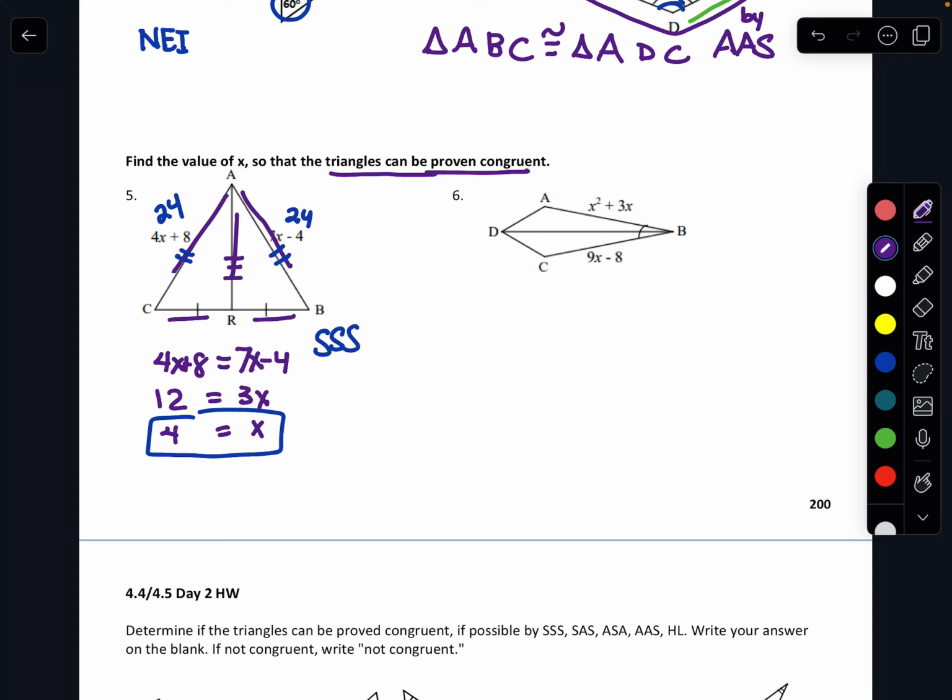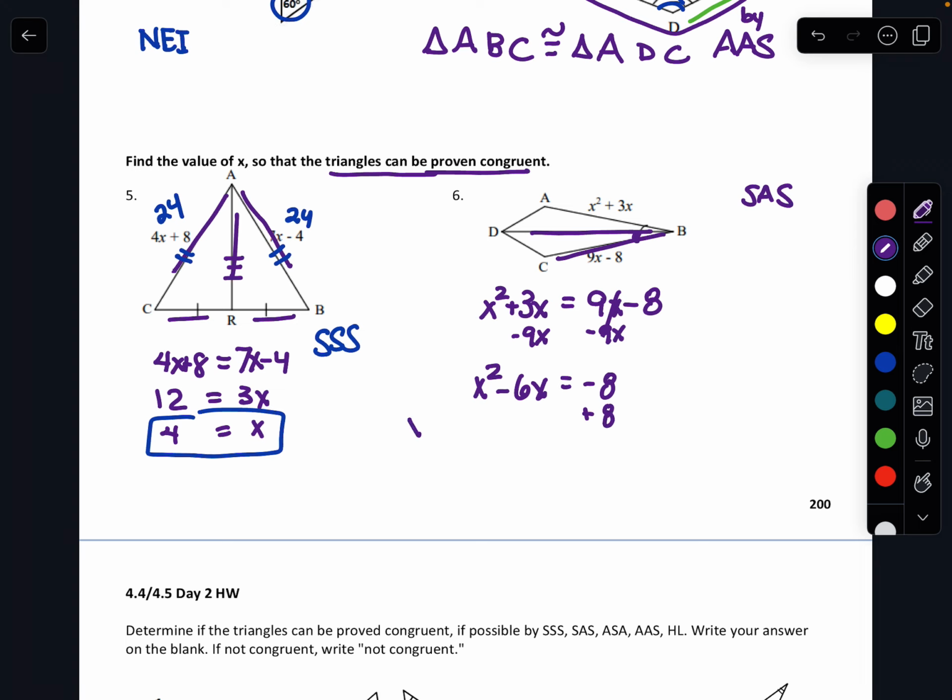All right, how could these be proven congruent? Number 6. We've got the two angles that are congruent, side, angle, side. So as long as we can make those two sides equal to each other, then we will have side, angle, side, and we can prove them congruent to each other. All right, so let's subtract this. We want everything on the same side as each other. So let's move this over. And move this over.